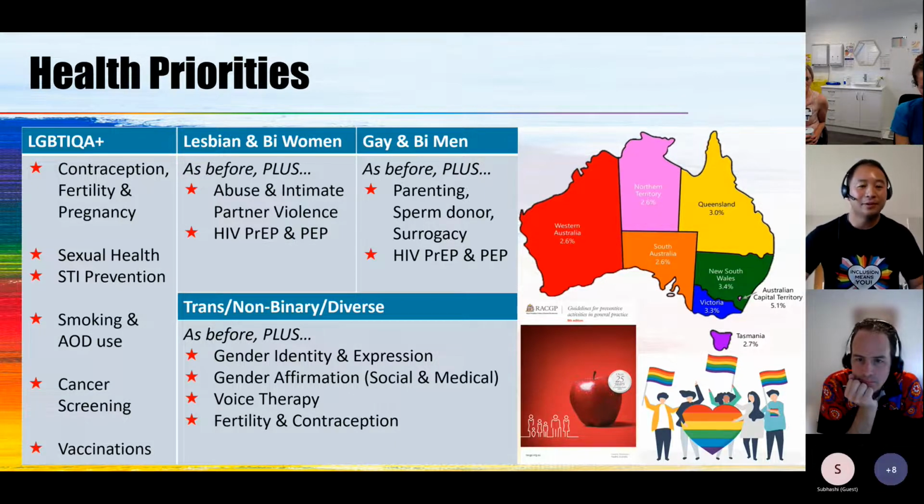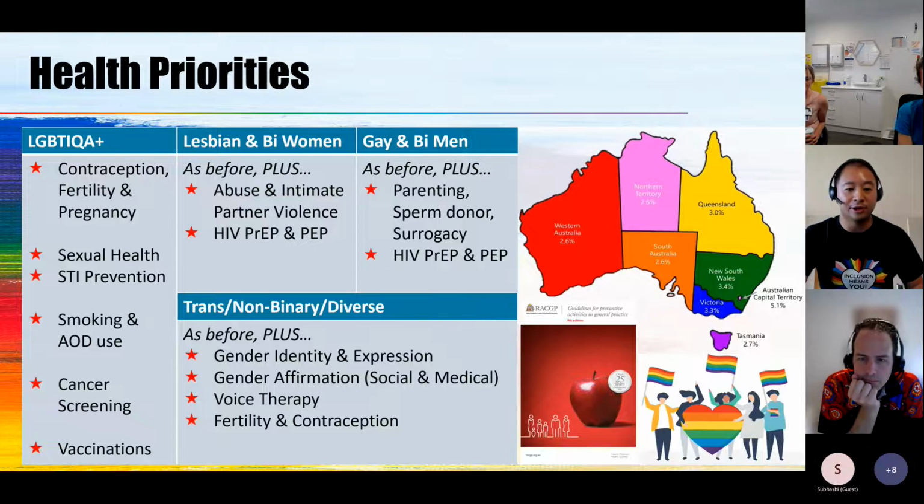So this is a quick little diagram here. Here's a map of Australia, and based on the most recent data, how many people in that state or territory identify as being in the LGBTIQA+ community. And you can see there that on average we have about 2.5 to 3.5% of the population in each and every state, with the exception being, of course, the ACT, where 5.1% identify as being in the LGBTIQA+ family.